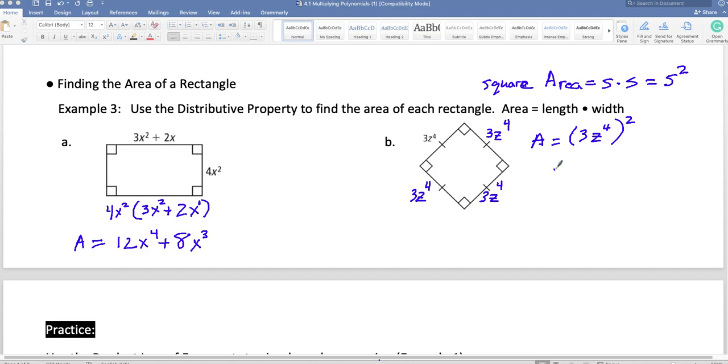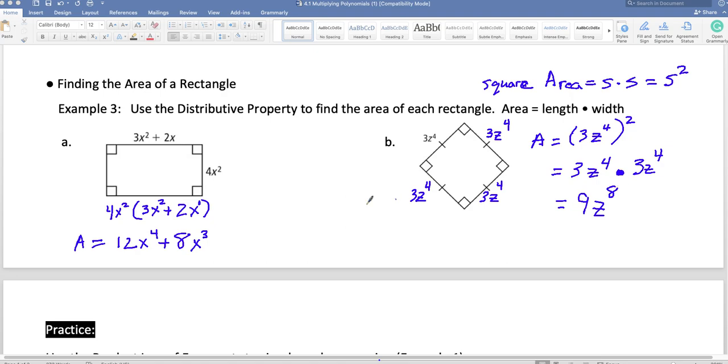And now I can break this down to say it's 3z to the fourth power times 3z to the fourth power. And that's going to give me my final product. 3 times 3 is 9. And z to the 4th times z to the 4th. I'm going to add those 4's together to get 9z to the 8th.